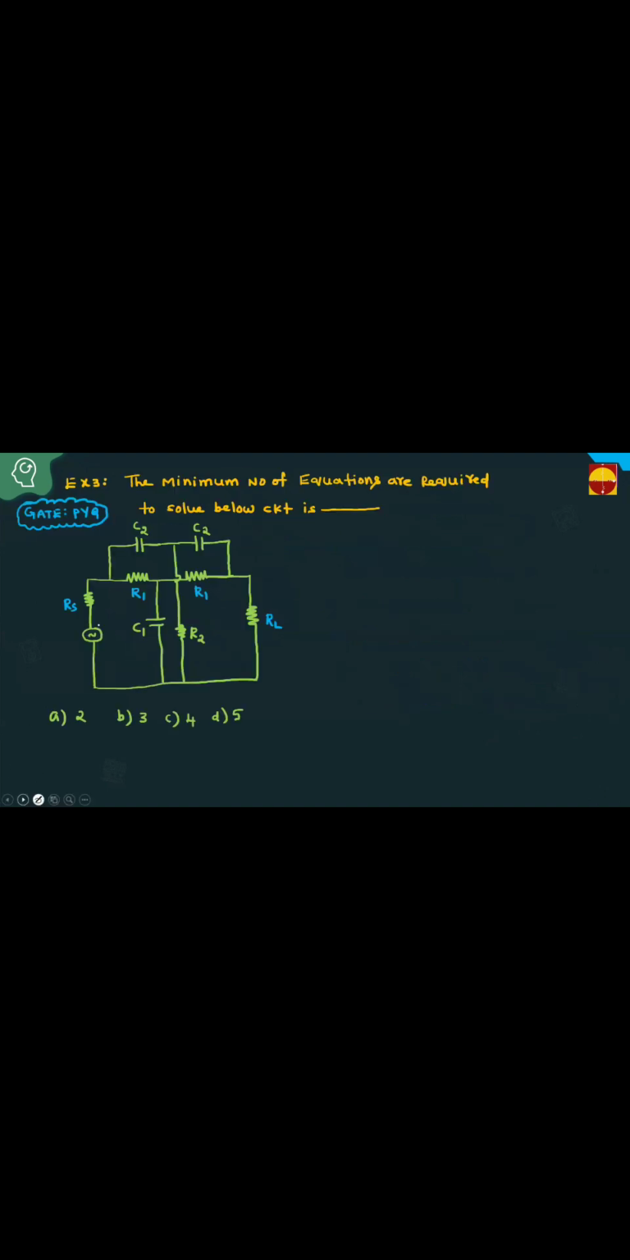Next, here is the GATE PYQ. Can anybody answer this question? The minimum number of equations required to solve the below circuit is. First, you tell me how many number of nodes. Here it is not asked whether KCL or KVL. Calculate the KCL equations and the KVL equations, which are the minimum. Try it, students. I'm giving 1 minute of time.